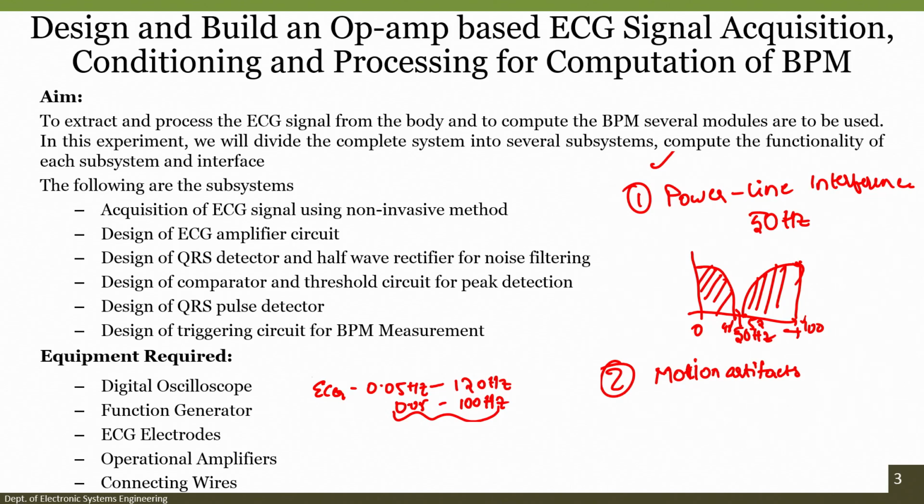So, if I use a high pass filter with a cutoff frequency of somewhere around 0.5 hertz, any frequencies lower than 0.5 hertz which are due to the motion artifacts can be completely filtered out, so that we can have a signal from 0.5 hertz to 100 hertz. But our major intention here is to find out the BPM.